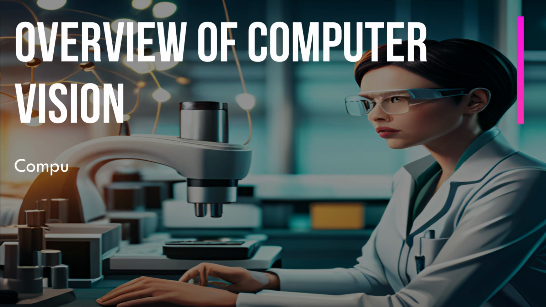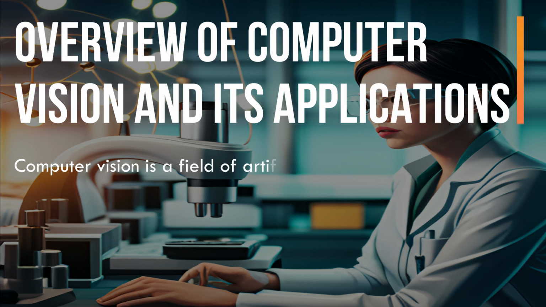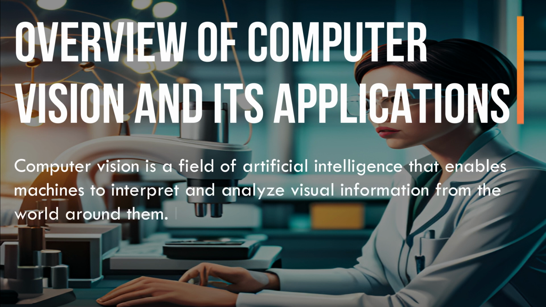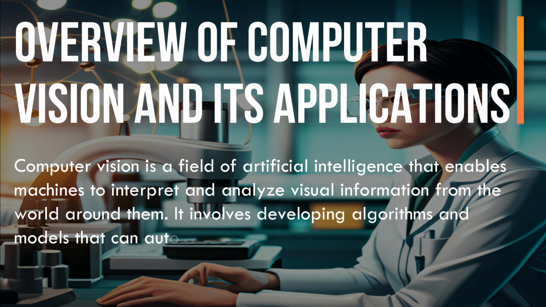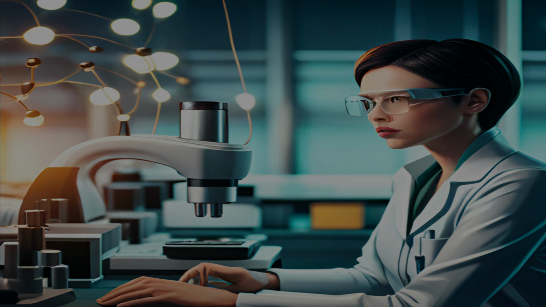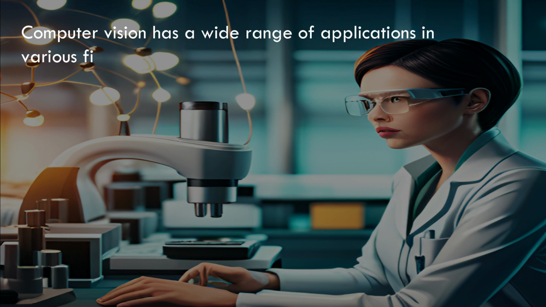Overview of computer vision and its applications. Computer vision is a field of artificial intelligence that enables machines to interpret and analyze visual information from the world around them. It involves developing algorithms and models that can automatically analyze, process, and recognize images and videos. Computer vision has a wide range of applications in various fields, including: 1.